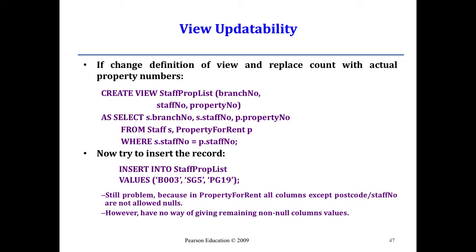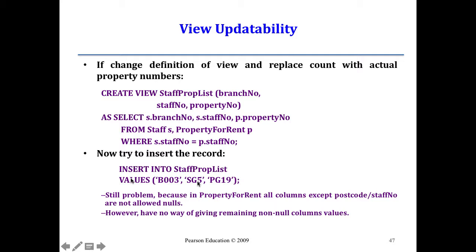However, property for rent has other columns that have to be included, that aren't optional, such as the amount for which it's going to be rented and the owner number, and that information is missing. So in fact, we are not allowed to make this insertion into the view because we cannot unambiguously add a new tuple to property for rent.